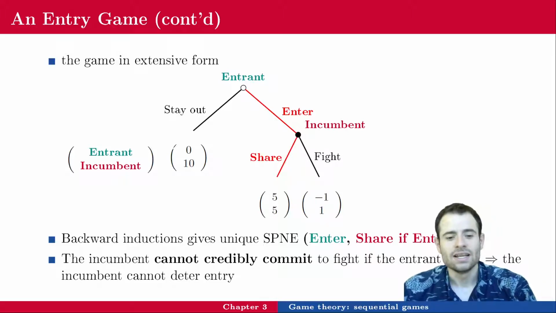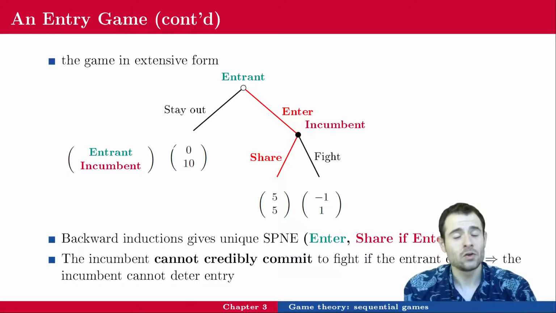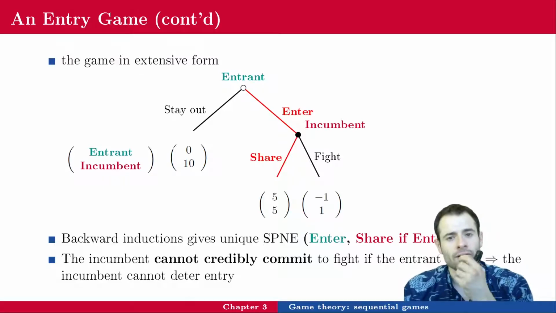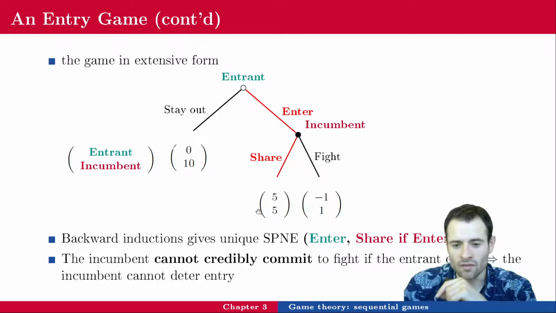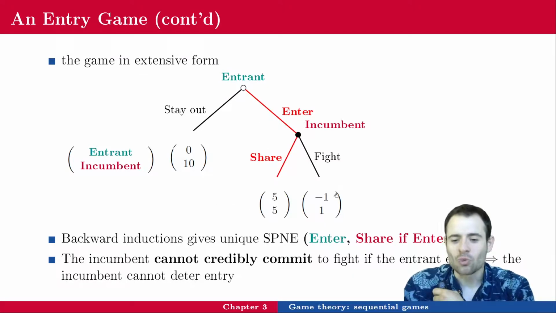And the idea is that the incumbent cannot commit, cannot tell the entrant, if you get in, I'm going to fight. I'm going to start a price war. Because the entrant could think, ooh, that's a threat. Shoot, maybe I should stay out. But then the entrant can look at the payoff and say, well, once I enter, the incumbent doesn't want to do a price war anymore.